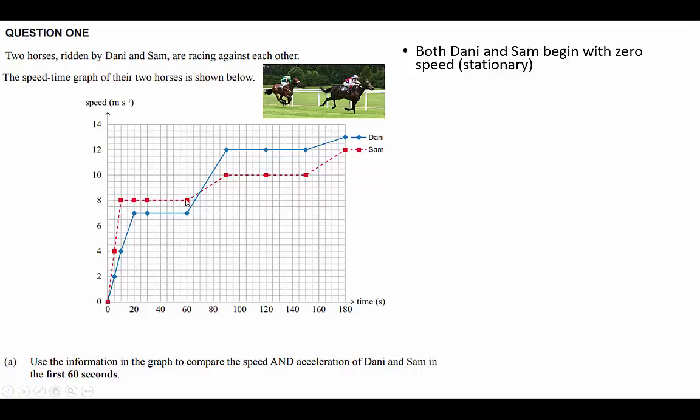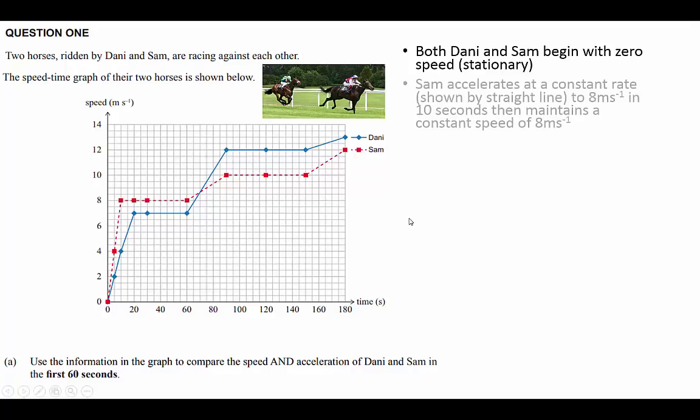no acceleration. By comparison, Danny has a less steep line indicating a lower rate of acceleration, and that acceleration takes Danny from 0 meters per second to 7 meters per second over a time of 20 seconds. Danny's acceleration then drops to 0, and Danny maintains a constant speed of 7 meters per second for the remainder of that 60 seconds.